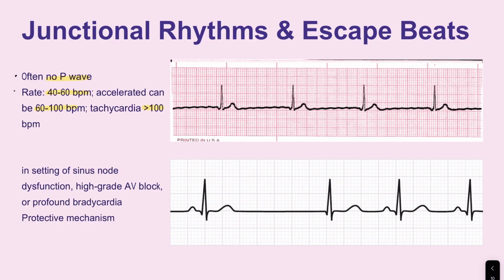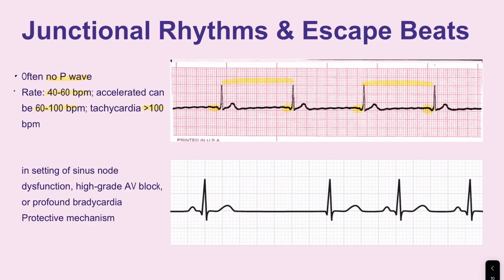And we're going to see here that we don't really have a clear P wave right before our QRS complex on any of these. It's either going to be flat or we've got kind of an inversion thing going on here. Our rate is very slow, very bradycardic, 40 to 60 beats per minute. This is a junctional rhythm.